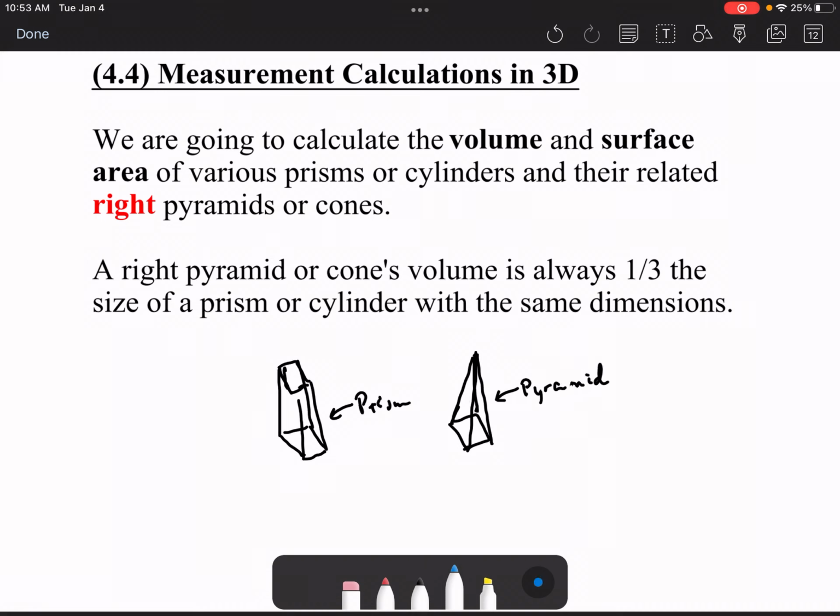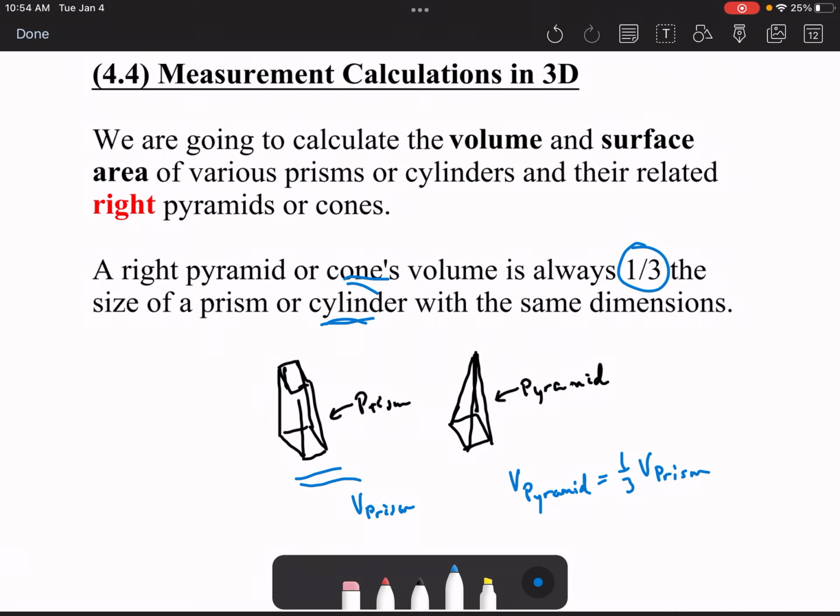If you happen to know the volume of this prism, and a pyramid of the same shape or same dimensions, the volume of the pyramid always turns out to be 1/3 the volume of the same size prism. So it always turns out to be 1/3 the size of the prism. The same works for a cone and a cylinder. And you can actually check out the dimensions listed on the EQAO formula sheet as well. It shows the exact same thing.